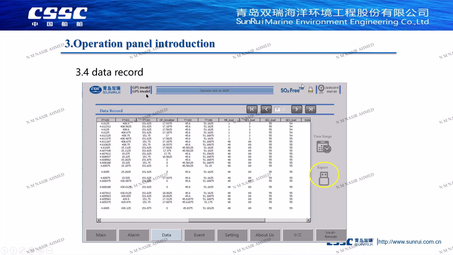And then for the data record, how do we copy the data? Well, the method is relatively simple. Just click the Export button on the side of the data interface. We can plug the USB flash drive into the USB port on the back of the screen. Then click the Export button. The data is then stored on a USB flash drive.